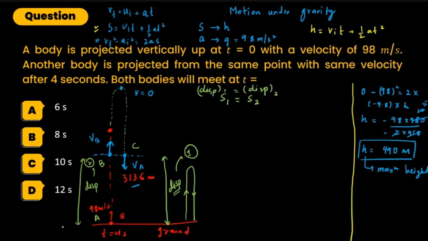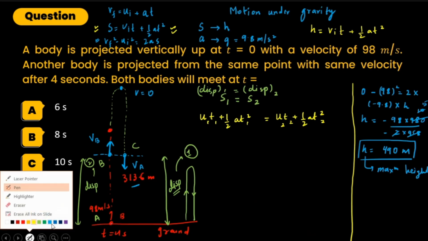So how can we write about this S1? S1 is going to be, we're using this equation only, UT plus half AT square, which equals UT plus half AT square. Now what is this? This is going to be 1, this is going to be 2. Time is going to be 1, whereas time is going to be 2 for the second particle. Everything remains here. So from here, we can actually figure out what this time is.